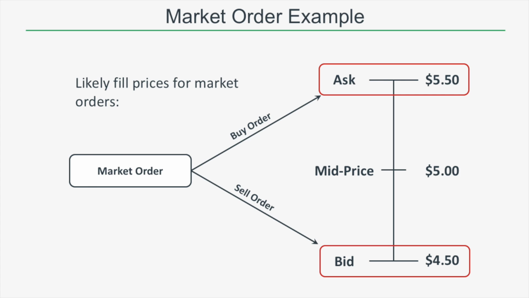Now with a market order, there's very little chance that you get filled near the mid price of $5 because that's more difficult of a fill. Market orders are going to fill you at the easiest price possible, which is going to be the most unfavorable price for you.